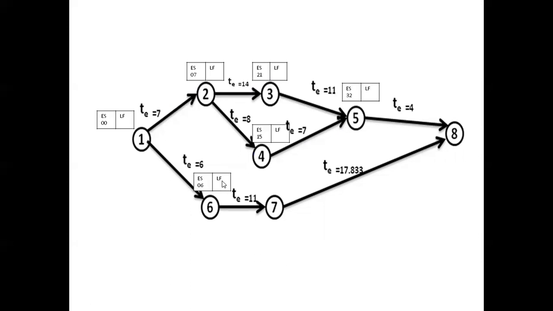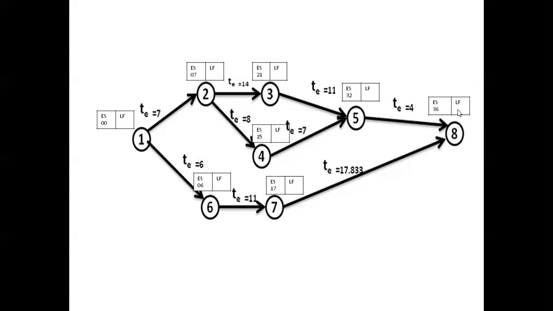The next, the earliest start time for the sixth event, is 0 plus 6 is equal to 6. For 7, it is 6 plus 11, 17. Then for 8, 32 plus 4 is 36, whereas 17 plus 17.833 will make 34.833. So the 36 is the maximum that has to be considered here as the earliest start time. So 36 is the earliest start time for the last event, 8. Then this 36 itself is the project duration.